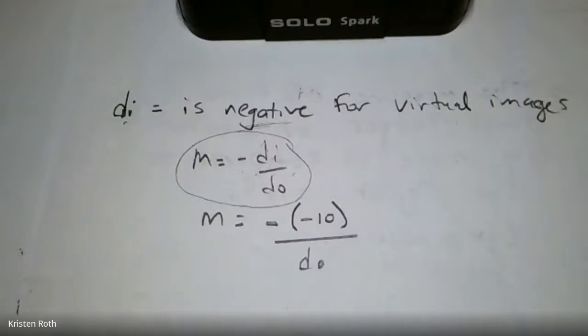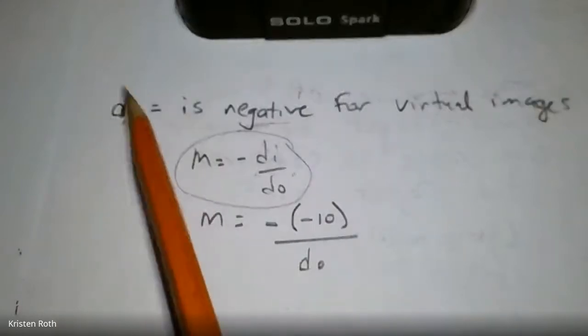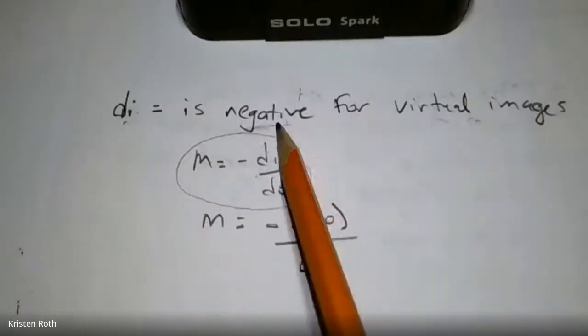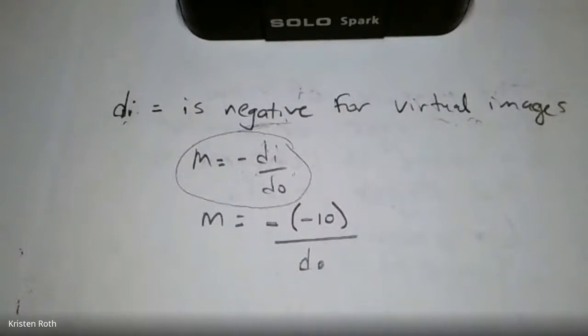The other ones are for lenses, which we haven't done yet. I'm just trying to make sure that I've given you all of the tidbits for this one. So for this one, you're only having to remember that if it's a virtual image, you have to put it in as a negative as well.